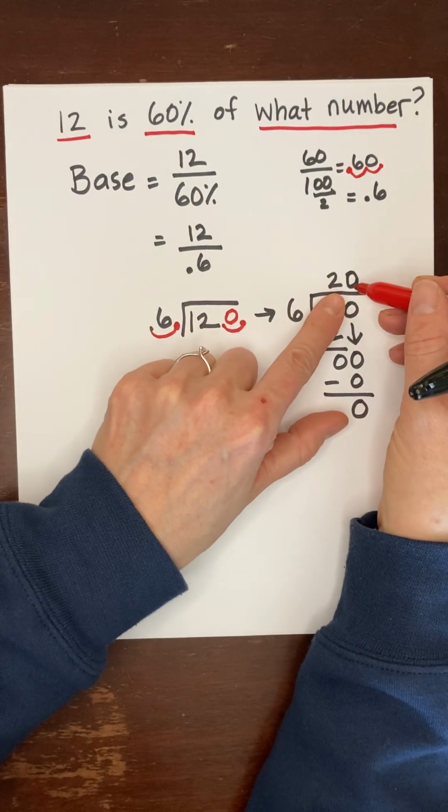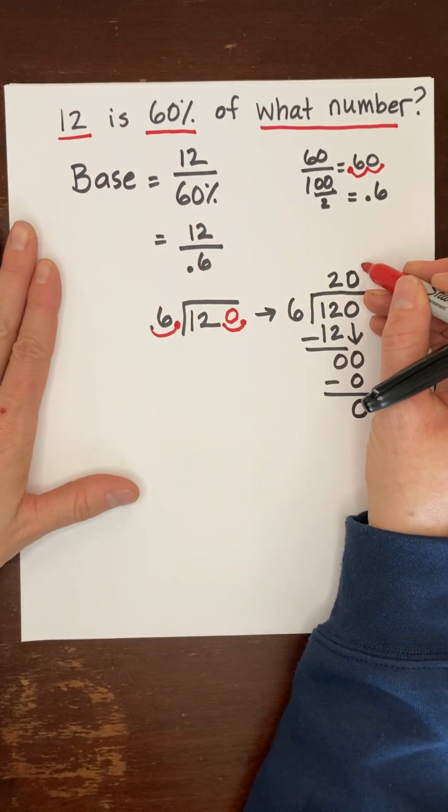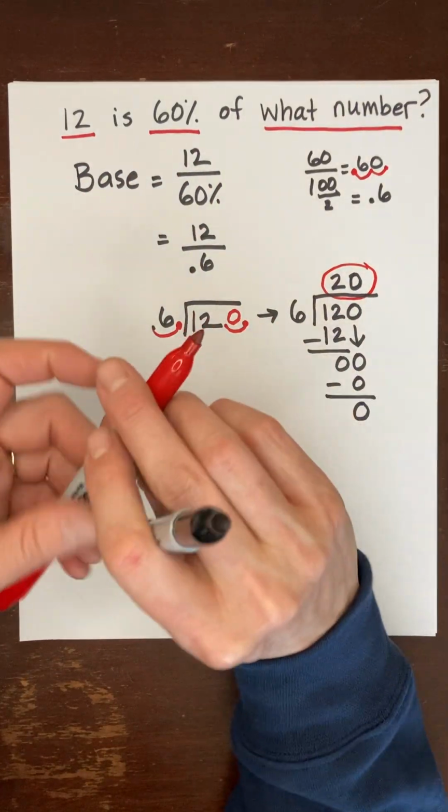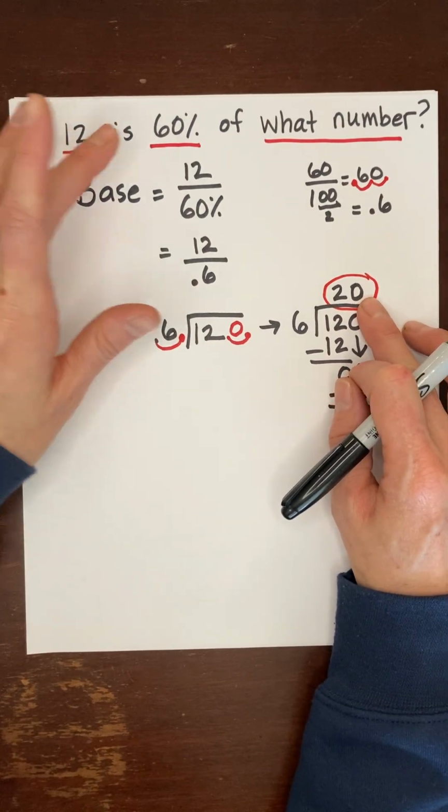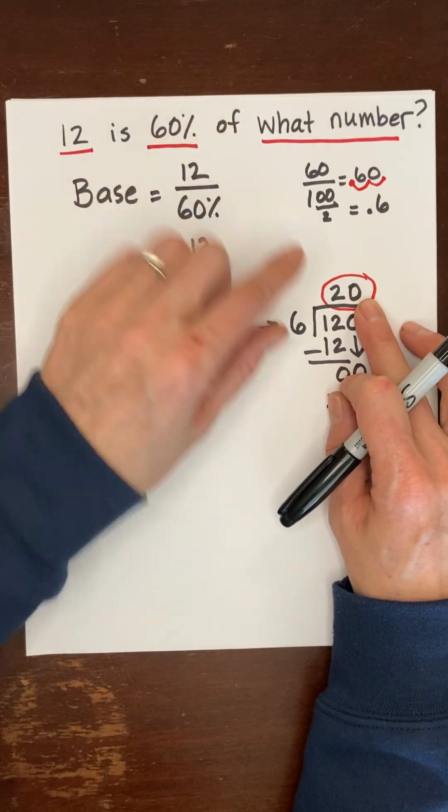Now this number is just a number, it is not a percent, so actually we've come to the end of our problem. So let's insert that number back into our original sentence. 12 is 60% of 20.